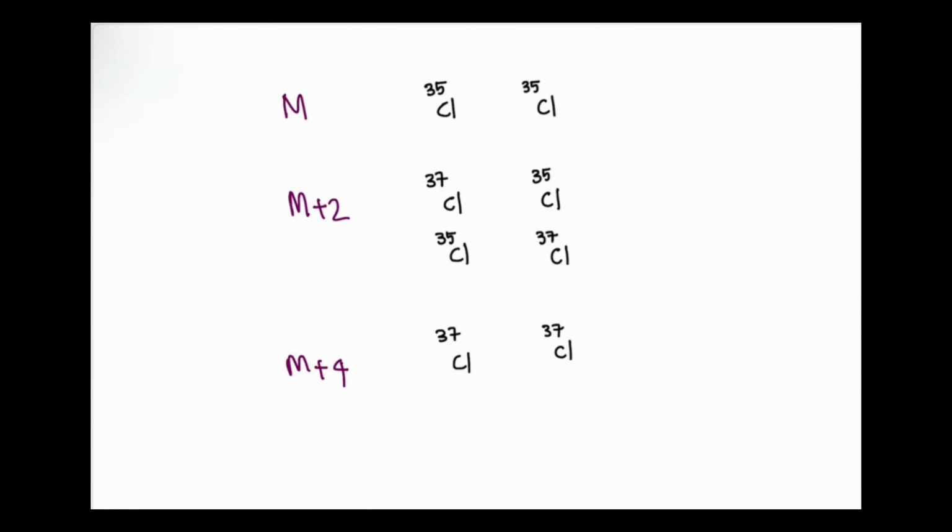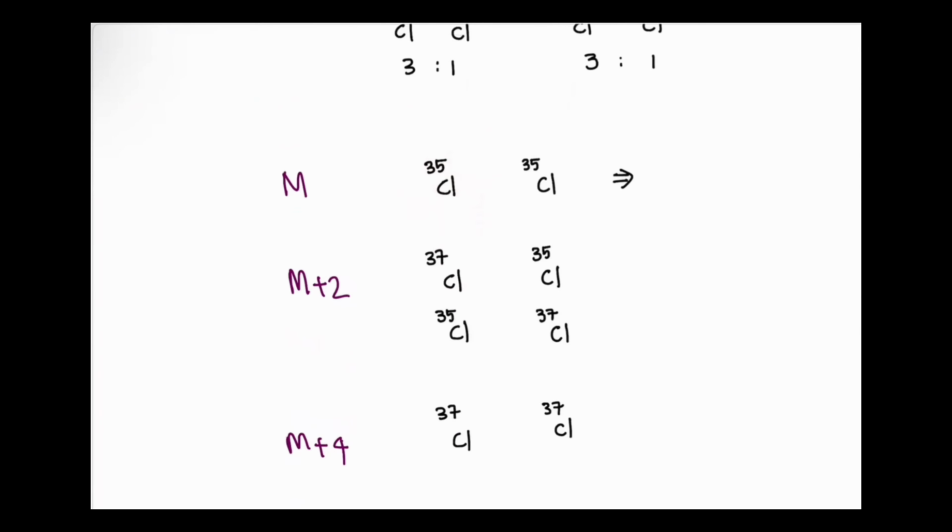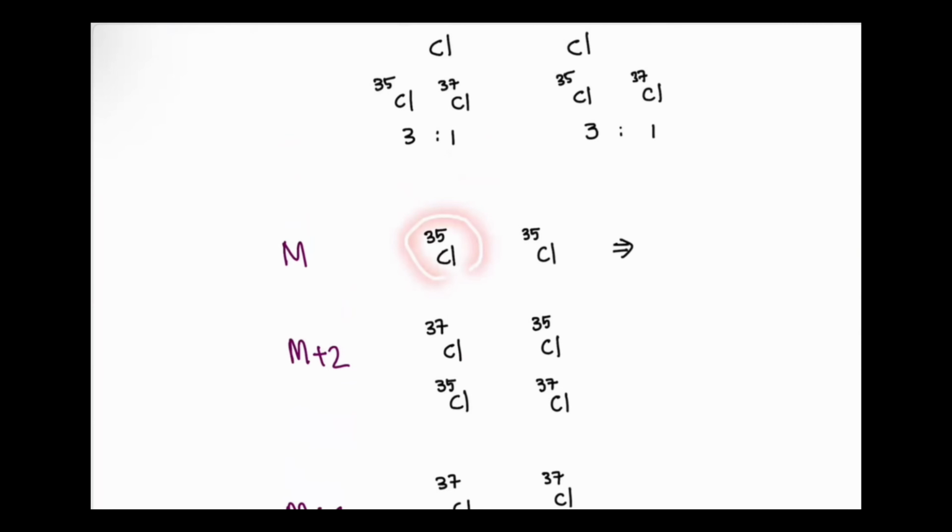And how to find the intensity ratio between all these? We'll multiply the ratio of the first chlorine isotope with the second chlorine isotope. Like that, we'll find the intensity. Now the relative ratio of chlorine 35 is 3. So we'll multiply 3 into the ratio of the second chlorine, that is chlorine 35. Again, it is 3. So 3 into 3, we'll get 9.